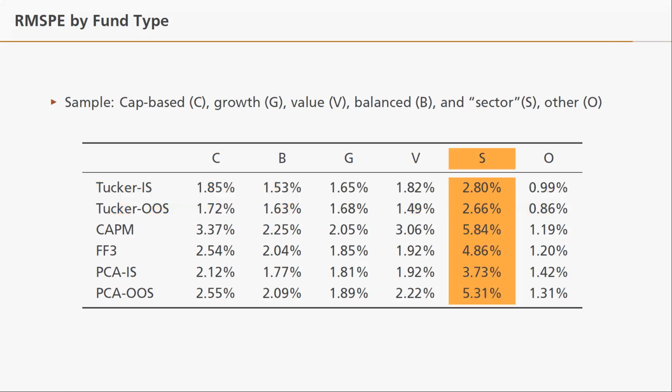Now, if you look at what kind of funds are priced the worst, sector funds have the highest pricing errors across these categories, which might not be surprising because they're probably quite heterogeneous. They do all kinds of different things. Growth funds do sort of similar things, but sector funds.